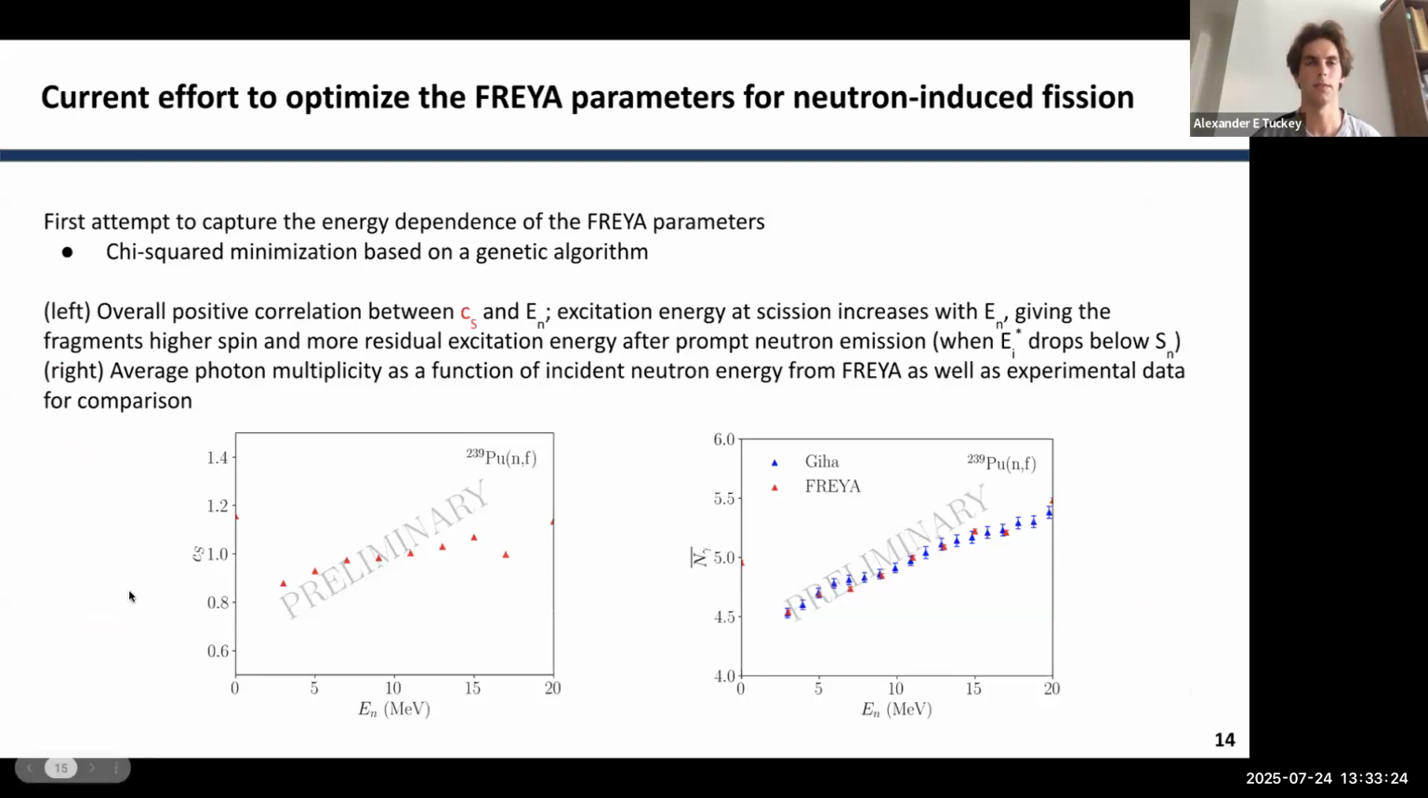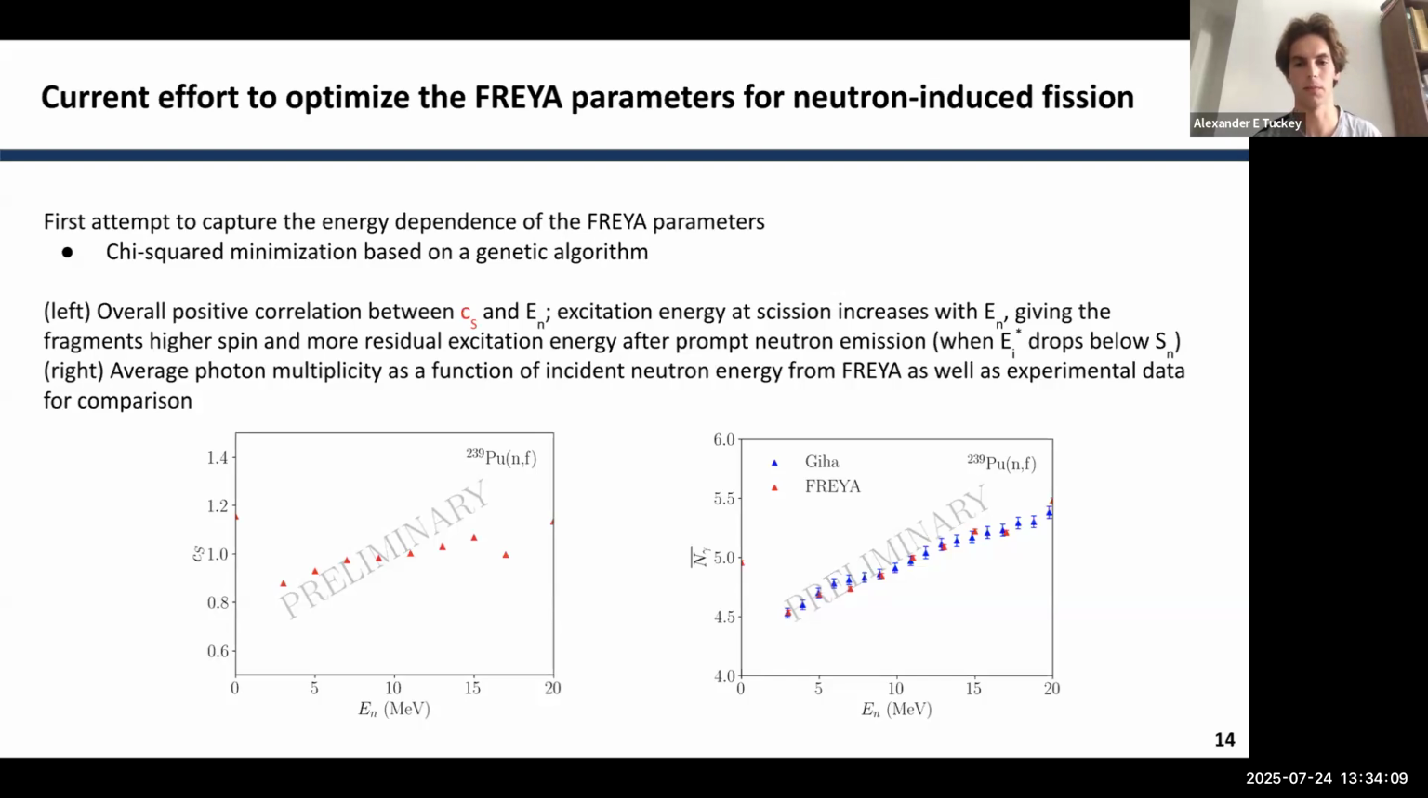So I am currently working on a similar optimization, but for neutron-induced fission. So this would be the first attempt to capture the energy dependence of the Freya parameters. And I'm adopting a similar chi-square minimization as my metric, but instead I'm using a genetic algorithm as opposed to the simulated annealing method used for spontaneous fission. I can get into the reasons for that after this talk if anyone would like, but I'm going to save that for the end if necessary.